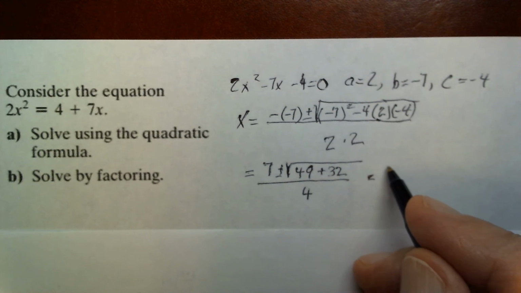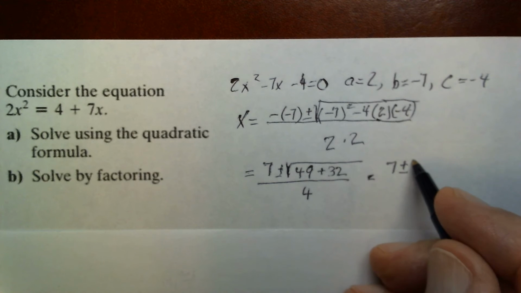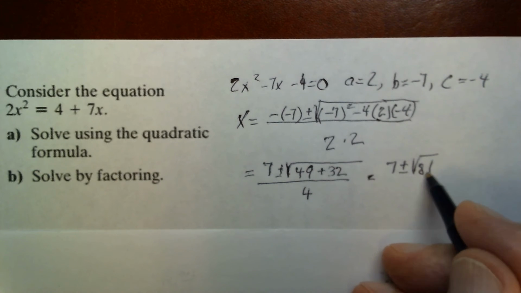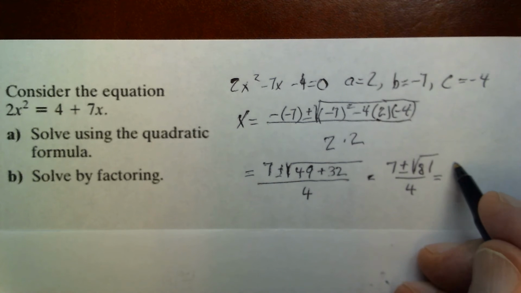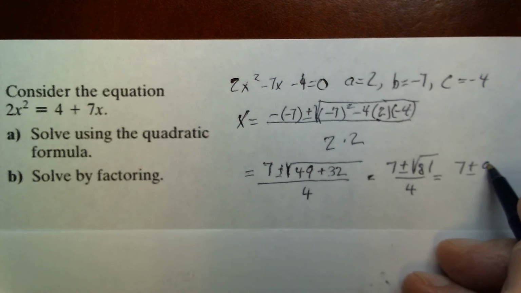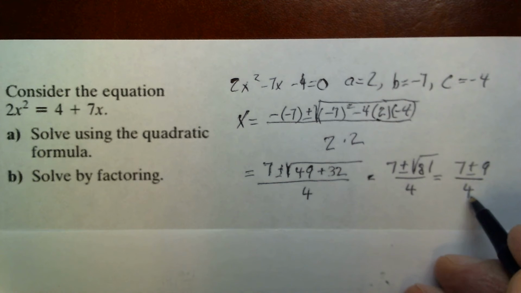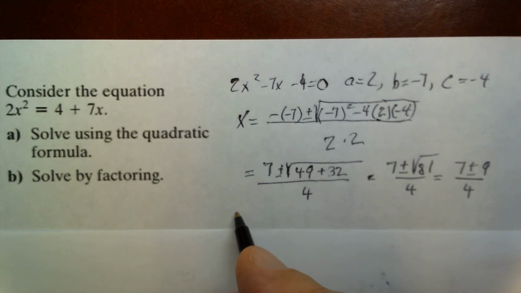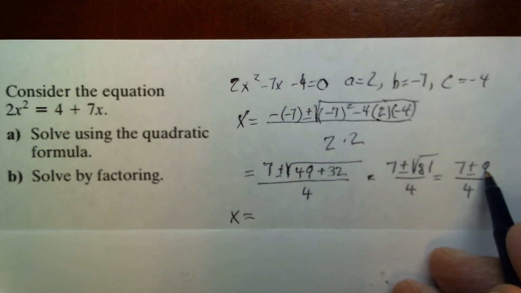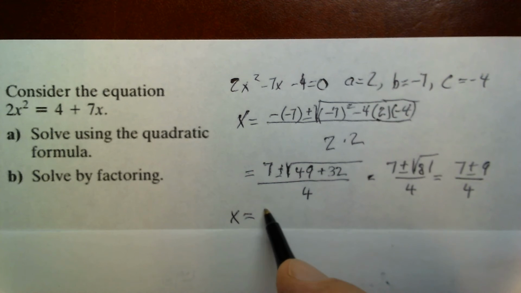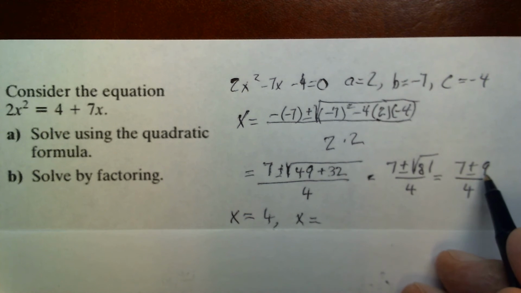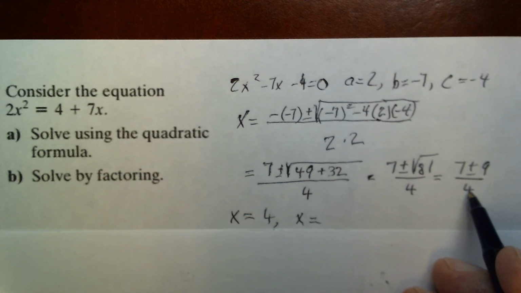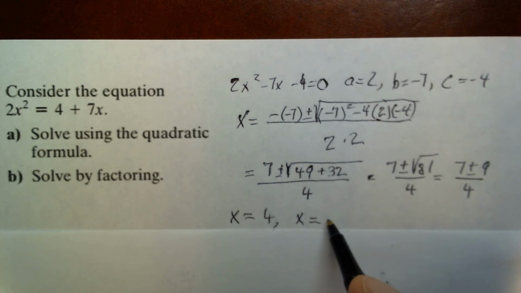And this is equal to 7 plus or minus the square root of 81 divided by 4, or 7 plus or minus 9 divided by 4. So we have the following two solutions. X equals 7 plus 9 is 16, divided by 4 is 4. And the other solution is x equals 7 minus 9, which is minus 2, divided by 4, or minus 1/2.